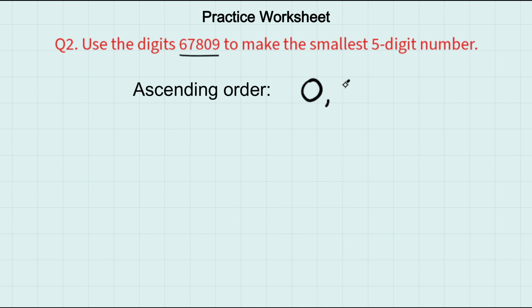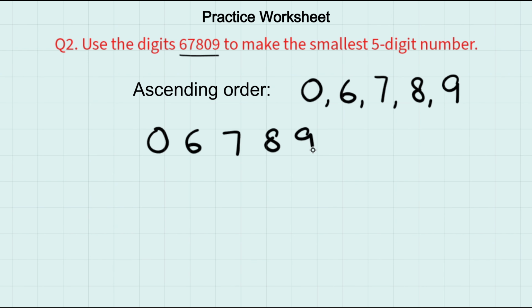First of all, we arrange all the digits in this number in ascending order. Now we write the number as it is, 0, 6, 7, 8, 9. But this number is wrong. Why? Because since the 0 is at the starting, we are actually left with a 4-digit number.